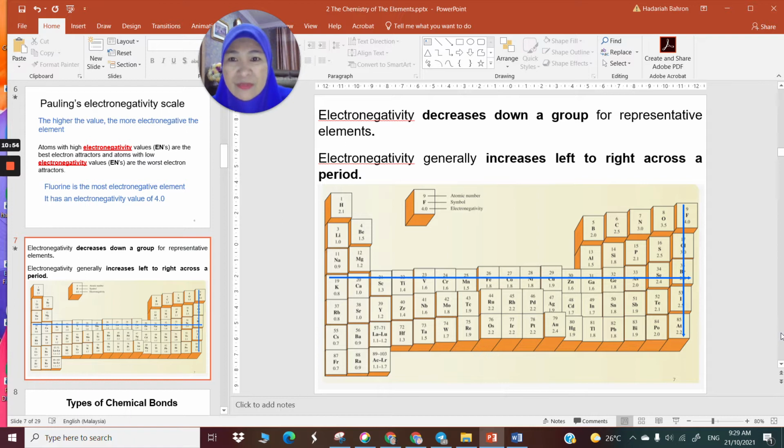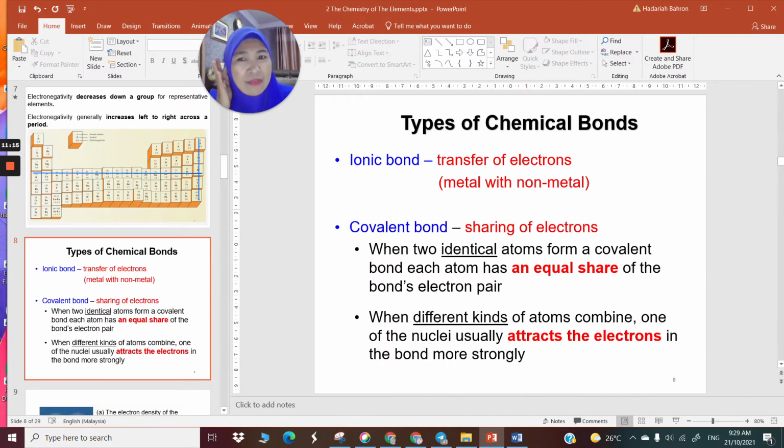And what do we do with this Pauling's value? We use it to determine what kind of bond will be formed when one atom is bonded to another. The difference between the Pauling's values will be very useful in determining the type of bond. Now, you all know there are two major types of bonds that we study in chemistry. We have ionic bond.